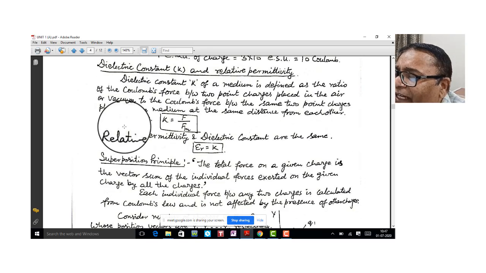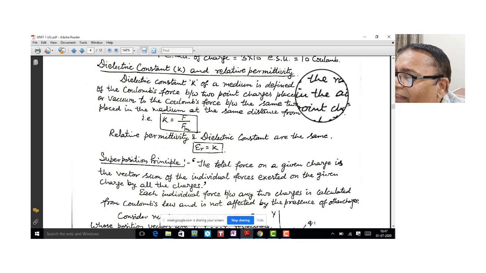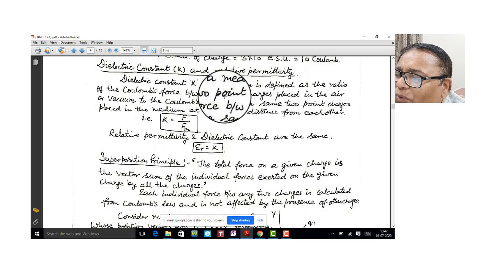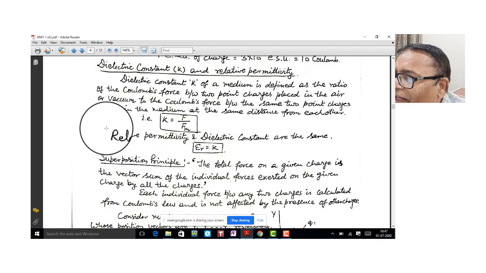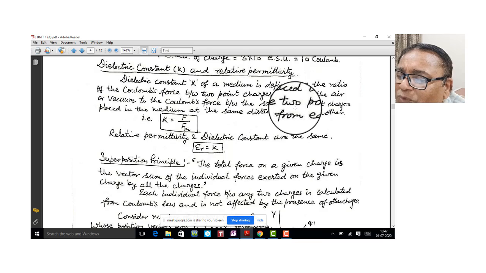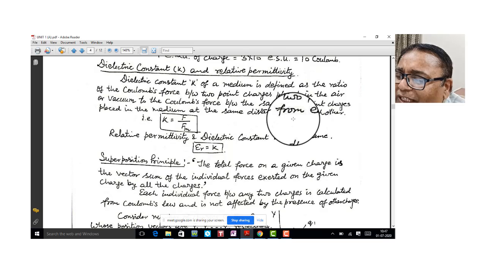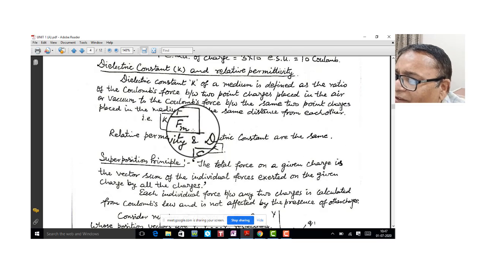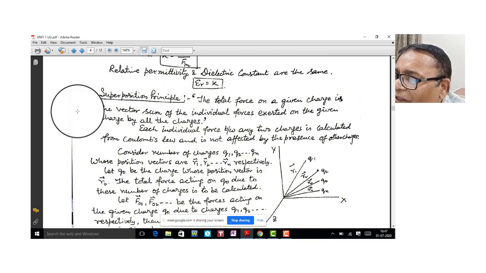Then the dielectric constant of a medium is defined as the ratio of the Coulomb force between 2 point charges placed in air or vacuum to the Coulomb force between the same 2 point charges placed in the medium at the same distance from each other. This is K is equal to F upon Fm. Clear? Then the superposition principle.